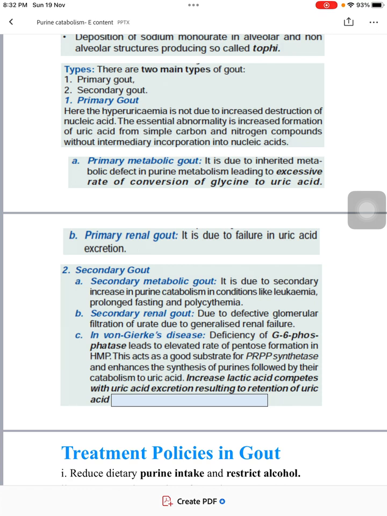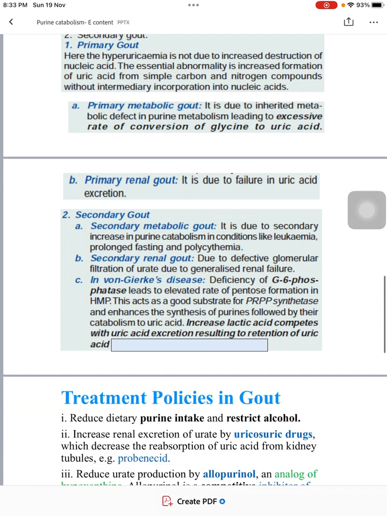Increased lactic acid competes with uric acid excretion, resulting in retention of uric acid, thus causing hyperuricemia.